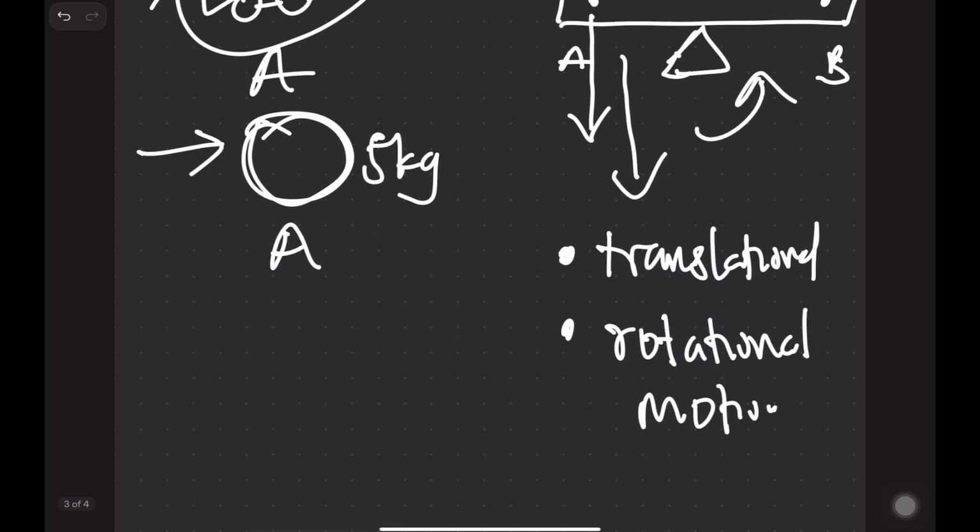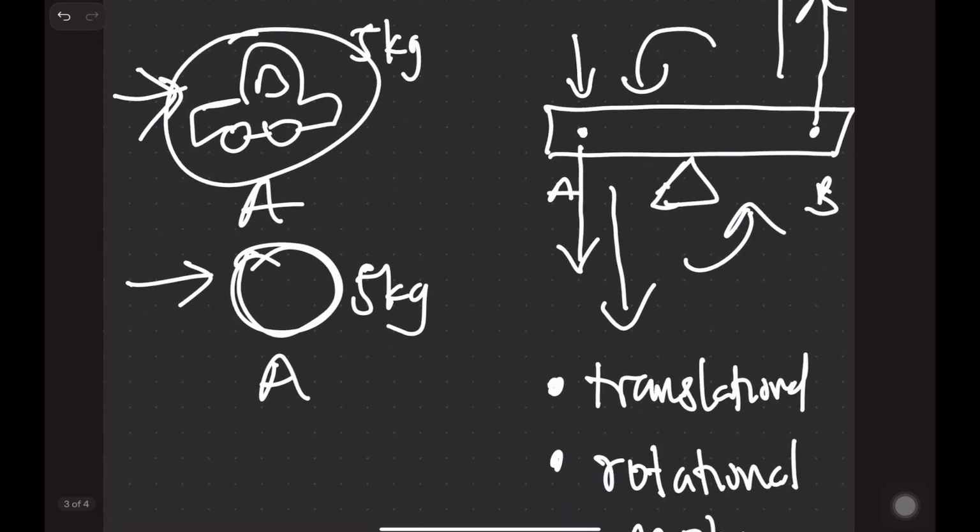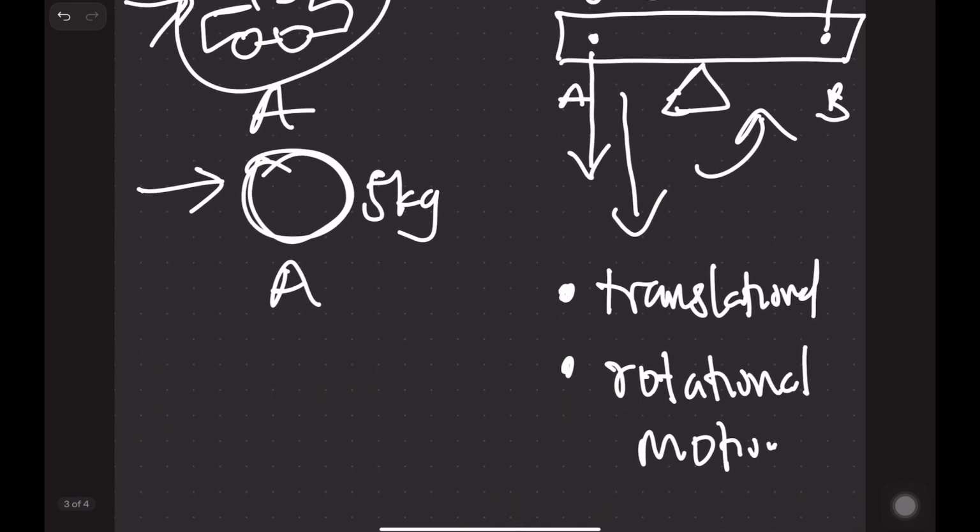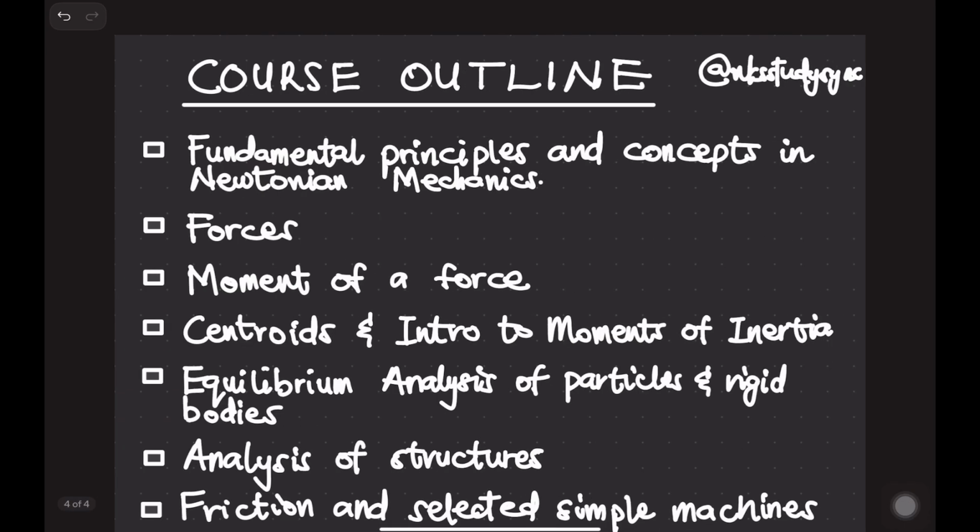So now let's look at the course content, or basically what we'll be treating in this course, basic mechanics. A course outline. In this course, we'll be looking at the fundamental principles and concepts of Newtonian mechanics, that is Newton's laws of motion, Newton's law of gravitation, and you name it. We'll also look at forces, which are vectors. So we'll look at vector analysis and various operations performed on vectors in analyzing how forces act.